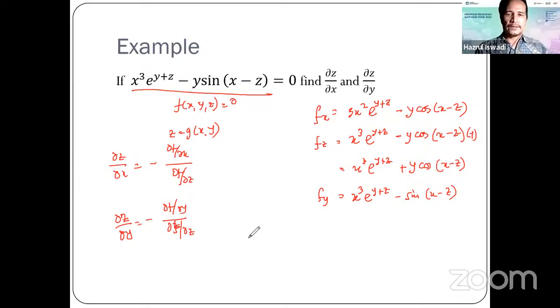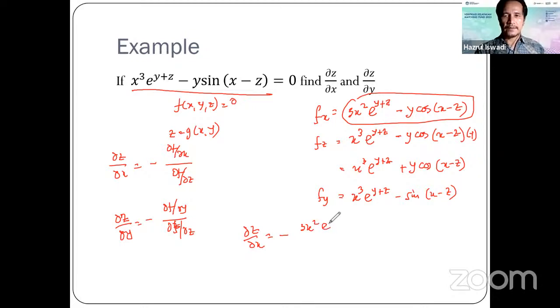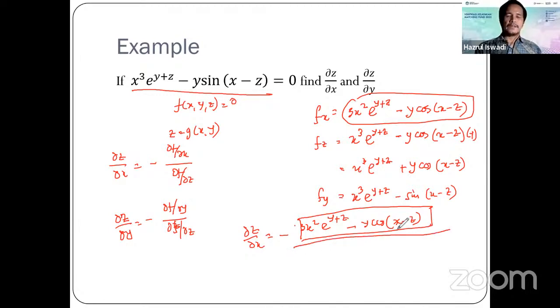Okay, so ∂z/∂x is minus, minus here, 3x squared e to the power of y plus z minus y cosine of x minus z, then divided by ∂f/∂z. ∂f/∂z means x cubed e to the power of y plus z plus y cosine of x minus z.